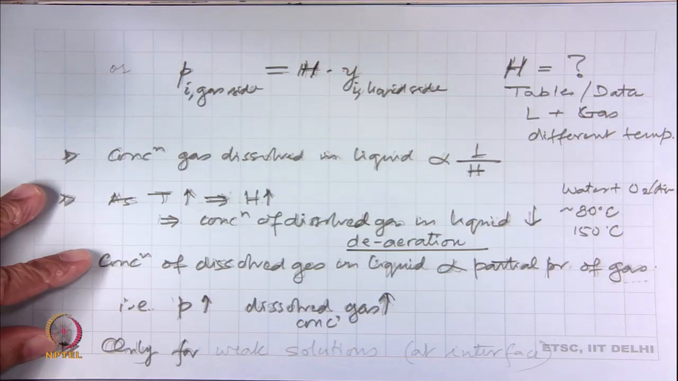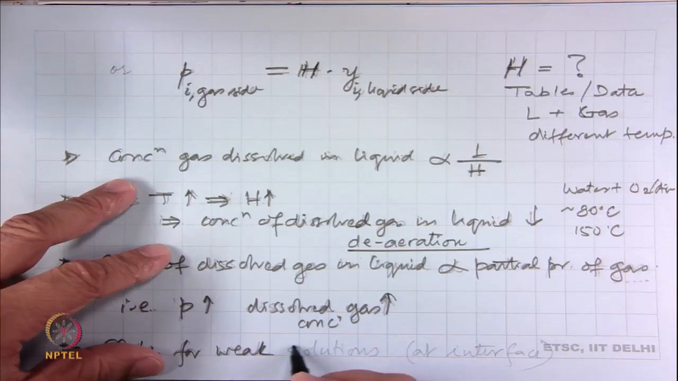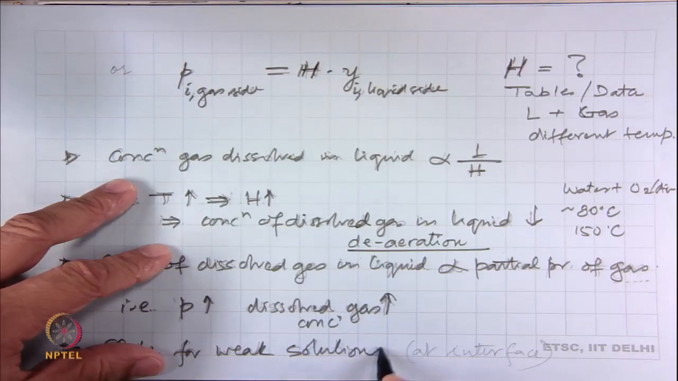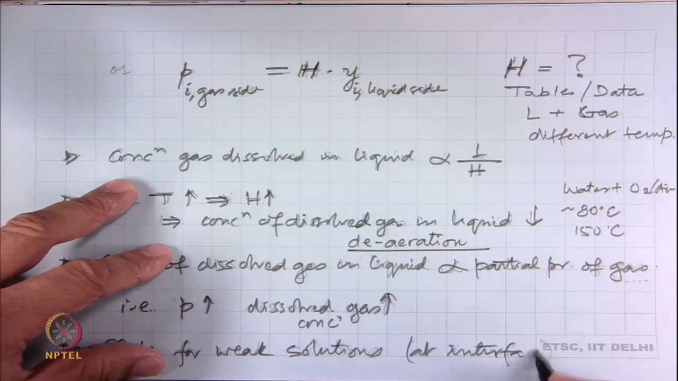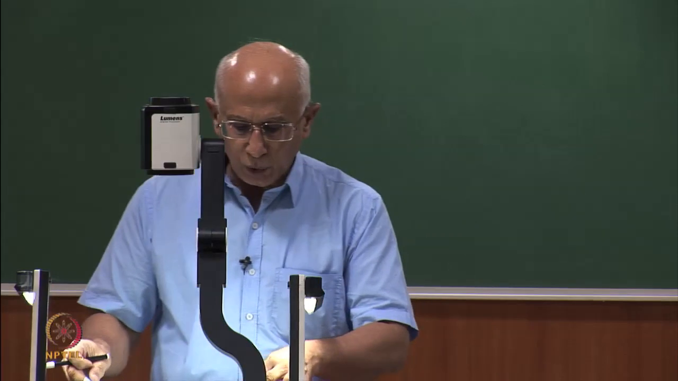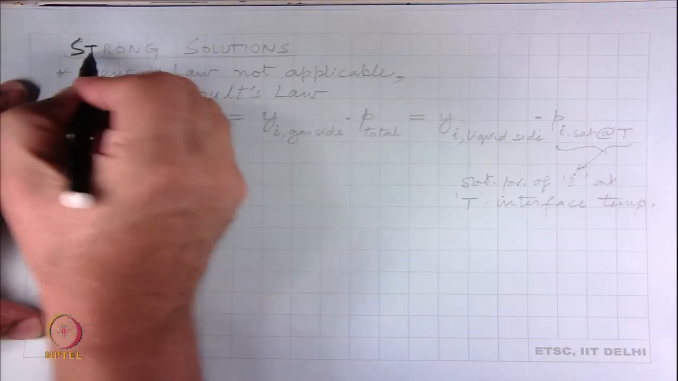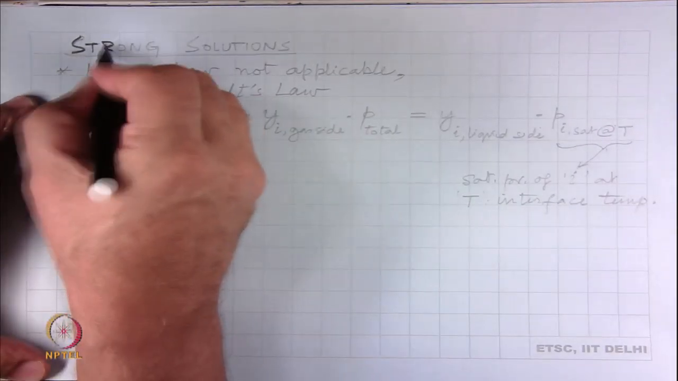Then this entire idea is applicable only for weak solutions at their interface. In that, if you want to predict the concentration of oxygen deep into the sea, this is not going to give us the correct answer. This is good enough for a small layer near the surface of the water. So, we have learnt a limited application of two-phase, two-component equilibrium.